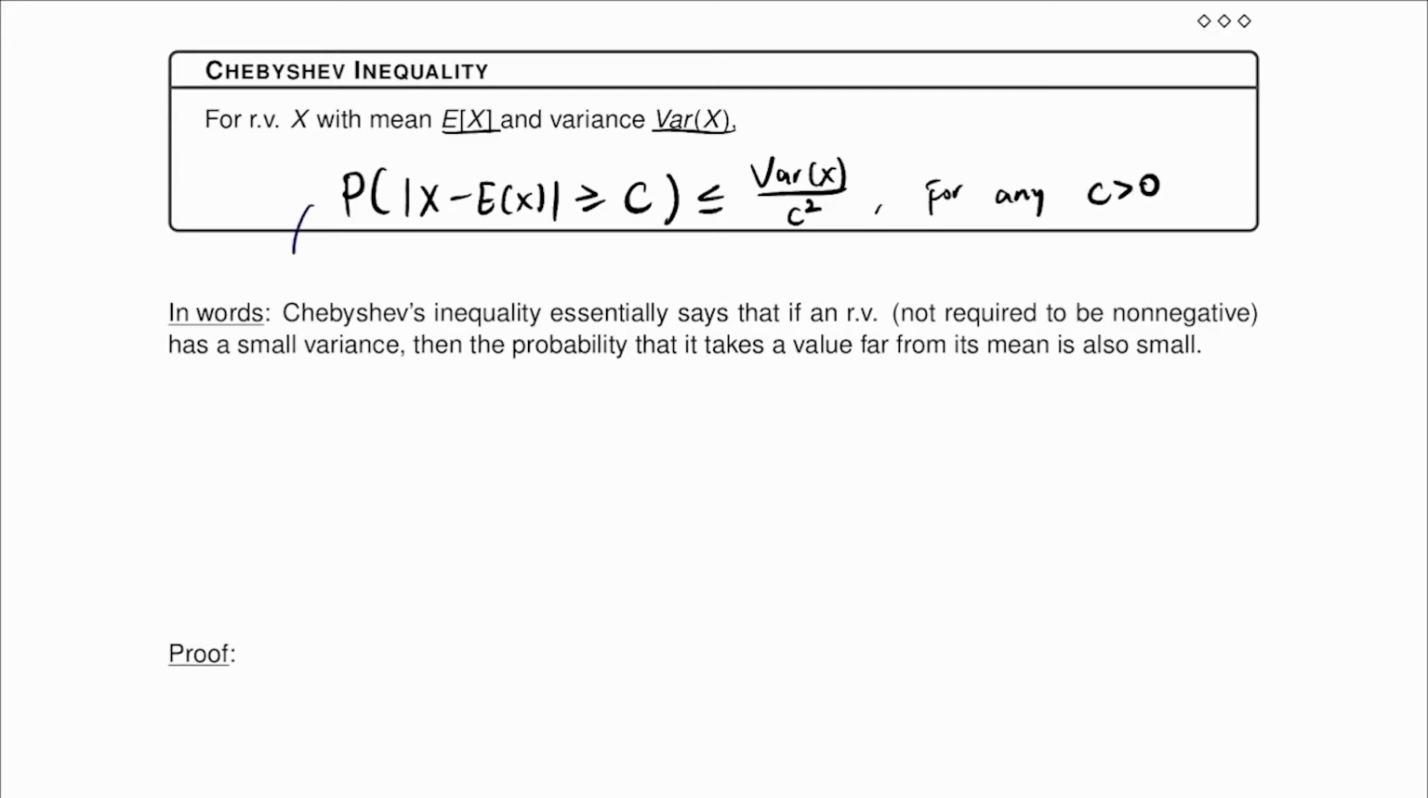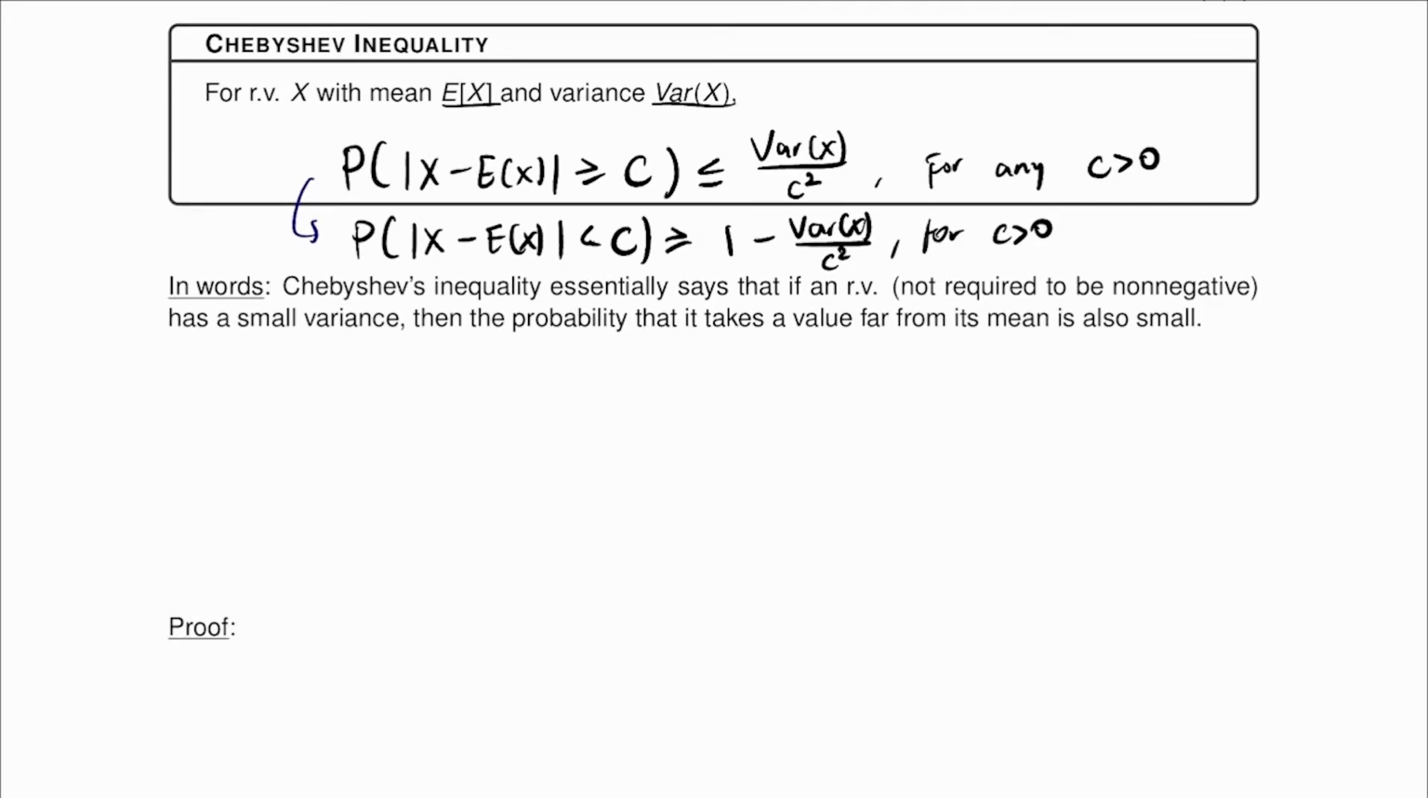Again, we can use the complement rule and have the other version, that is the probability that this difference between the expected value and the random variable is less than c is greater or equal than 1 minus the variance of the random variable over c squared. This for c greater than 0.